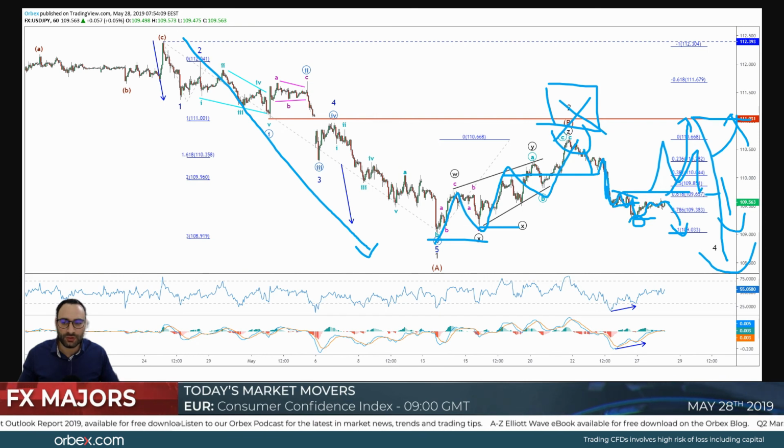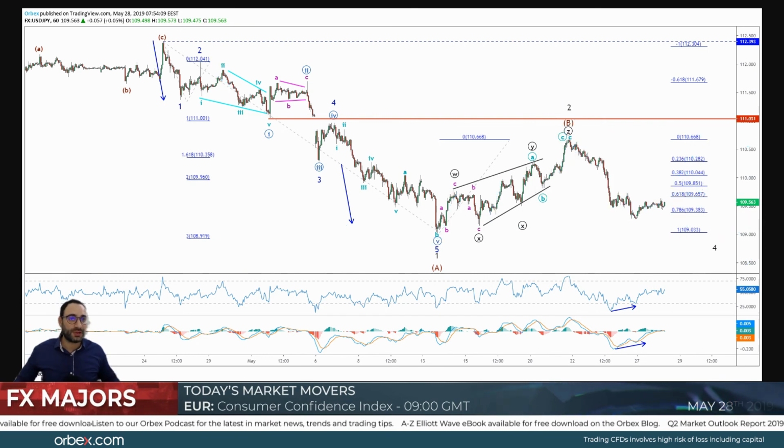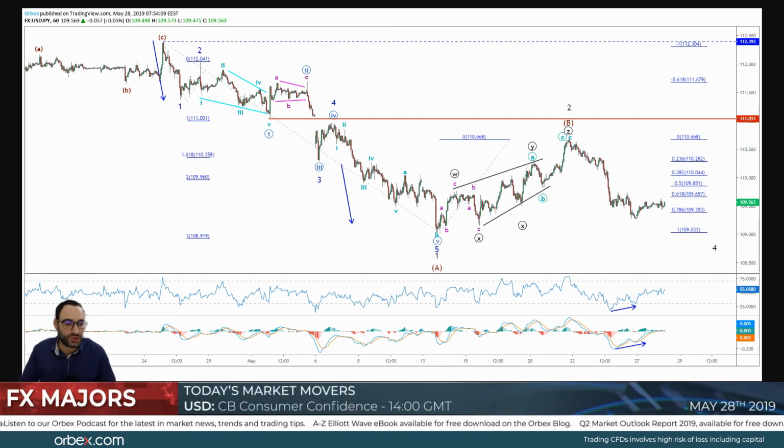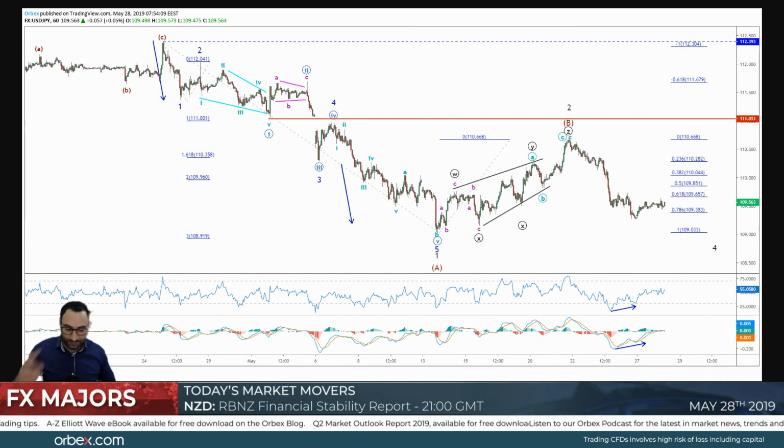So this is all for the day. As I said before, I expect volatility to increase a little bit because yesterday was a bank holiday, so we expect moves to be a little bit more momentous, I would say.